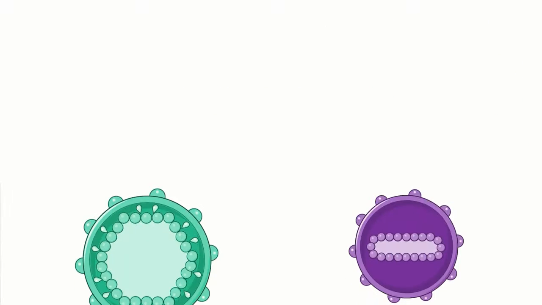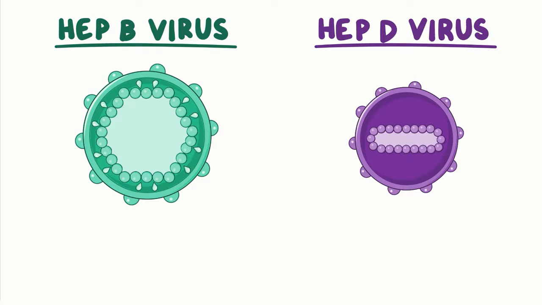Both Hep B and D viruses are enveloped, so they're surrounded by a membrane. To make things interesting, the membrane of both viruses contains hepatitis B viral proteins. Specifically, they both have a surface antigen called HBs. Beneath the membrane, there's a protein shell, called a capsid, which has more antigens.